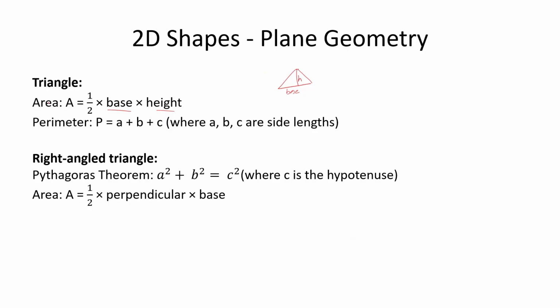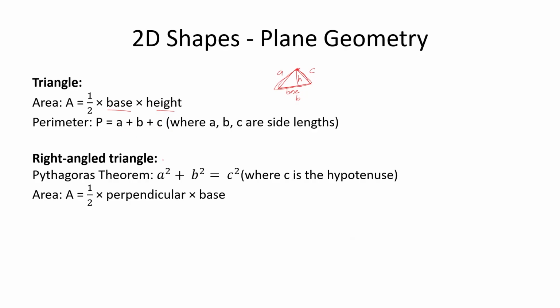Okay, so triangle is the shape, and the area of a triangle is 1/2 into base into height. Base means this distance, the length of base and length of height. Perimeter is something where you start from this point, cover all the sides, and come back to this point again. Let's say this side is of length A, this side is of length B, this side is of length C, then perimeter is A plus B plus C.